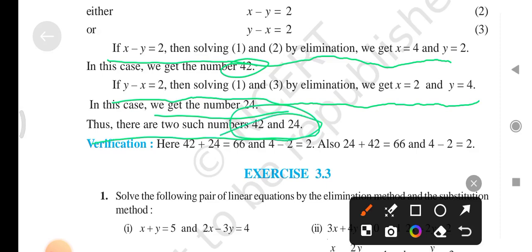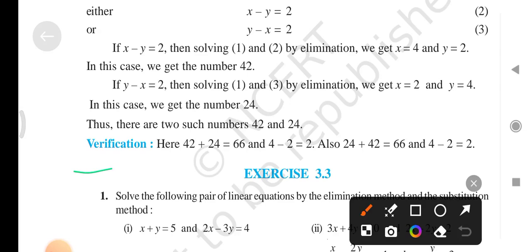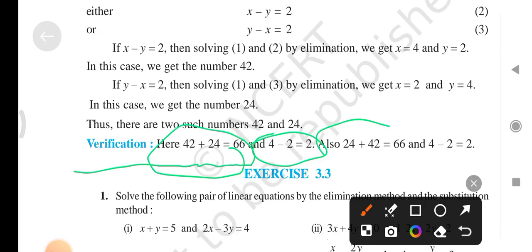Verification. Here 42 plus 24 is equal to 66 and 4 minus 2 is equal to 2. Also 24 plus 42 is equal to 66 and 4 minus 2 is equal to 2.